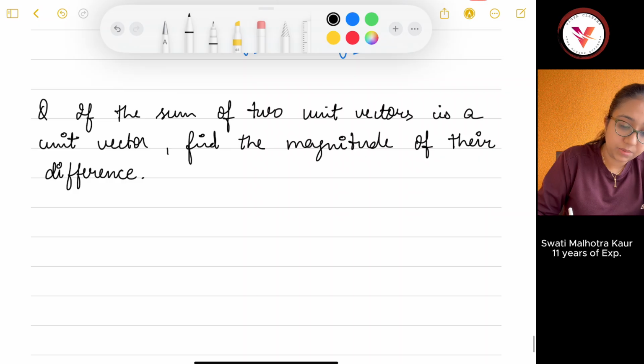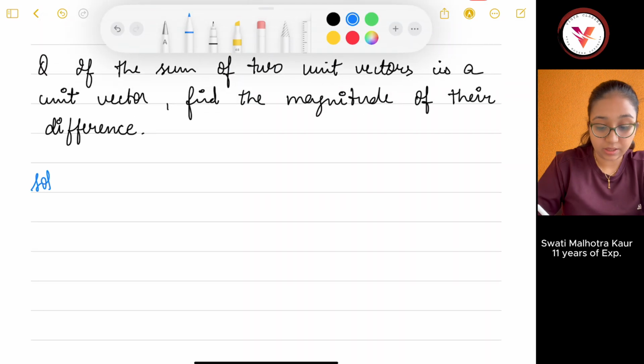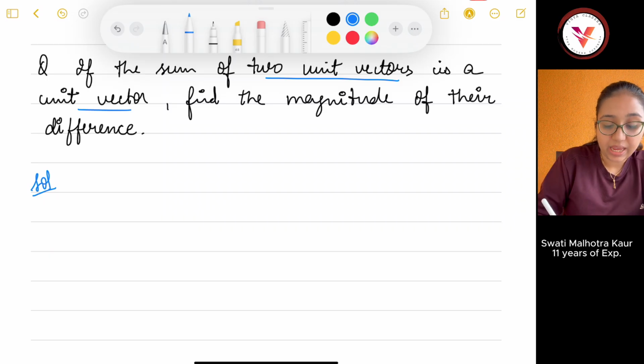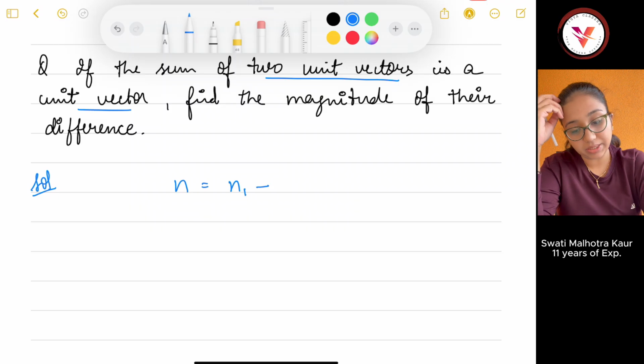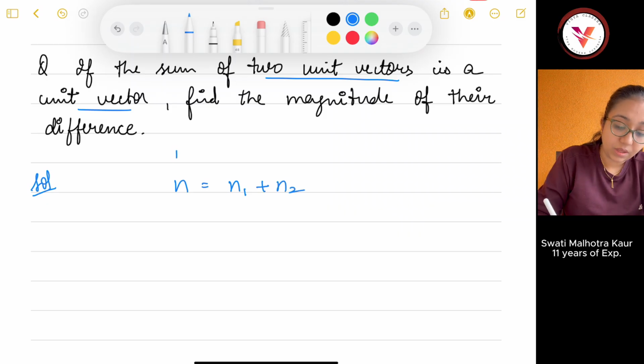Okay, so what you need to do, again, is the squaring thing. Let's say they are giving two unit vectors whose sum is again a unit vector. So let's take three unit vectors, n, n1, n2. N is basically the notation which we use for a unit vector. You can say n is equal to n1 plus n2. The sum of two unit vectors is equal to a unit vector, where n, n1 and n2 are all unit vectors.